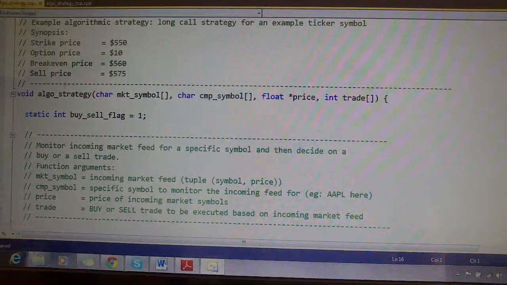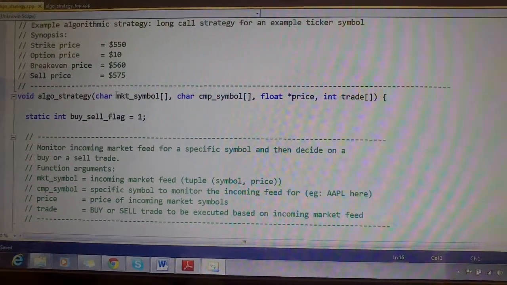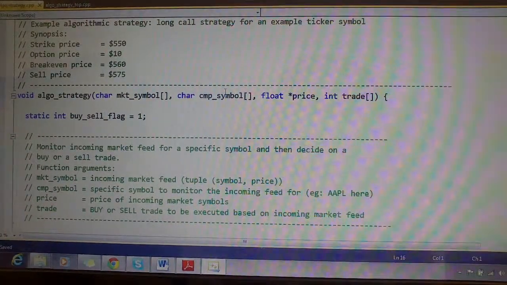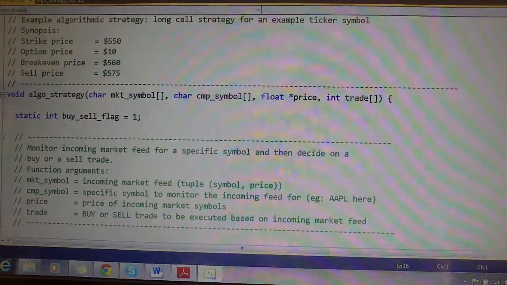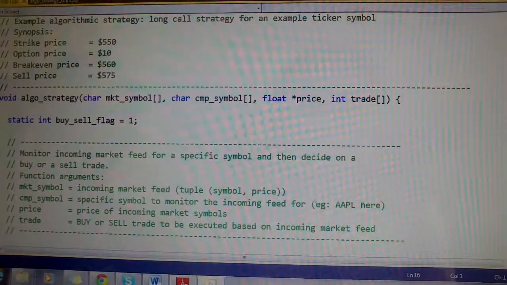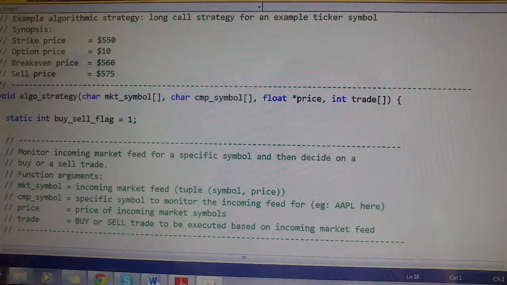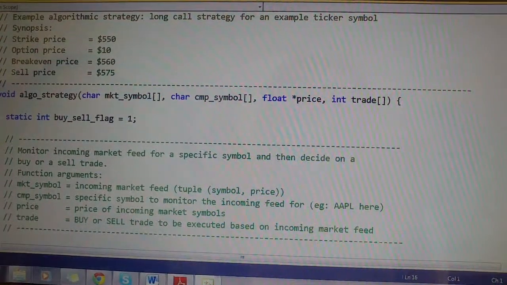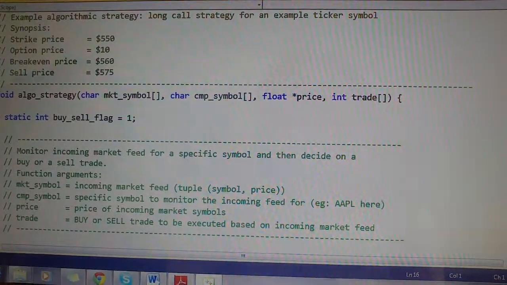The function's signature shows a very standard C function call that contains arrays, pointers, and different data types. The main algorithm for implementing the algorithmic strategy comprises buying a particular stock, in this particular case Apple, at a certain price, and then selling the stock once the market price crosses a certain value. Let us now look at the runtime API.